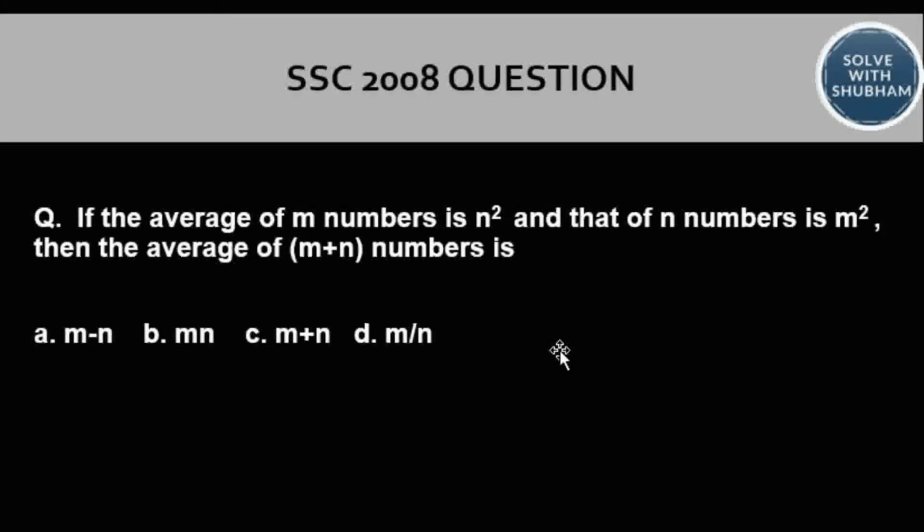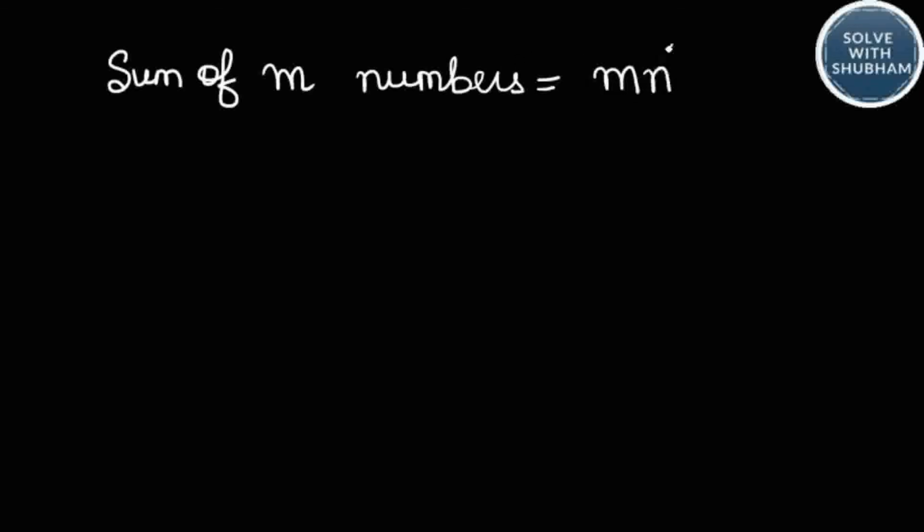Moving ahead, this question was asked in SSC 2008. It goes like, if the average of m numbers is n square and that of n numbers is m square, then the average of m plus n numbers is, you have been given 4 options. Now here, with the first statement, you can find out the sum of m numbers would be m n square.